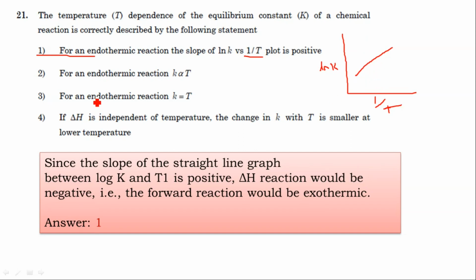For an endothermic reaction, K is not directly proportional to temperature, so options 2 and 3 are ruled out. In option 4, if delta H is independent of temperature, the change in K with T is smaller at a lower temperature. Here the delta H value is negative. Delta H for the reaction would be negative for the forward reaction. So option 1 is correct.